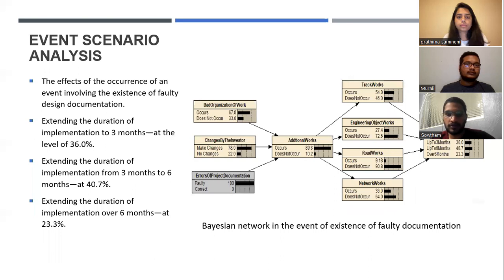Here we will dig into the two steps which we are going to discuss in the further slides. First one is event scenario analysis. Here we will analyze the occurrence of the risk factor, including occurrence of project document errors, which we showed in the above image. The effect of occurrence of an event involving faulty design documentation: extending the duration of implementation to around 3 months will be 36.0%, which we displayed in the last table. If the duration is around 3 to 6 months, it will be around 40.7%, and if the duration is around 6 months, it will be around 23.3%.